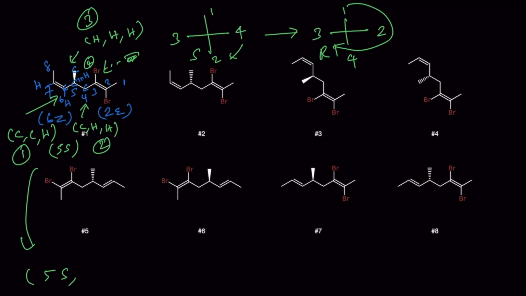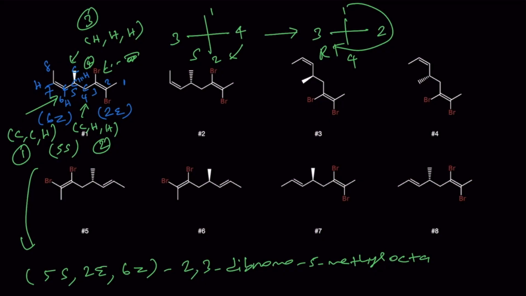When you have geometrical isomerism as well as chiral center, you need to specify the absolute configuration first. You shouldn't start like 2E and then 5S. 5S should be mentioned first and then 2E and then 6Z and then 2,3 dibromo and then 5 methyl octa, because we have a diene. So octa 2,6 diene. That's the correct IUPAC name for this molecule.